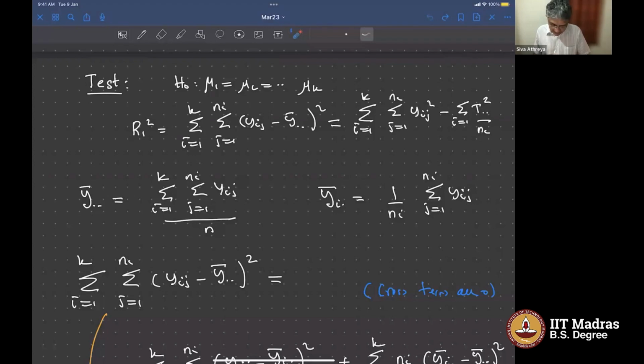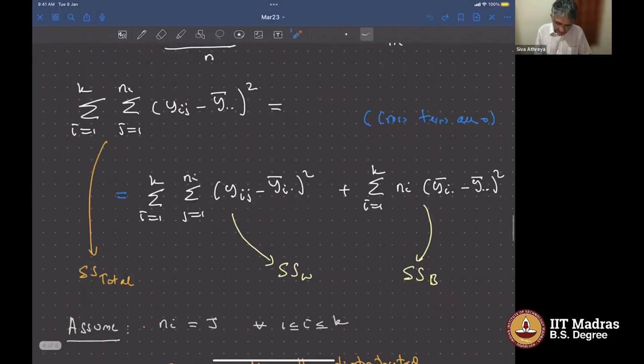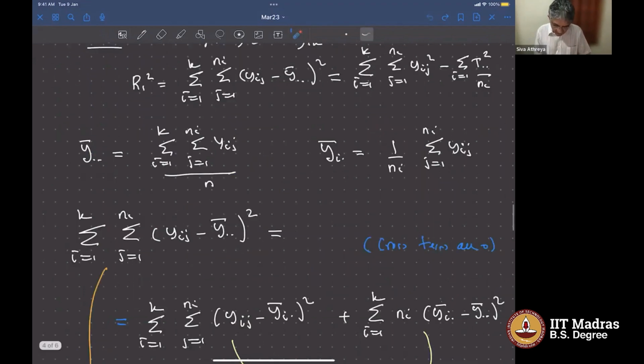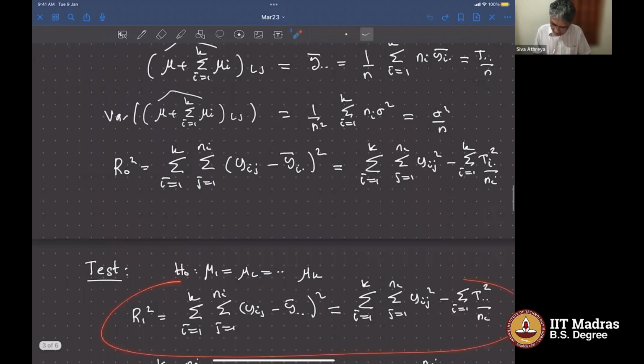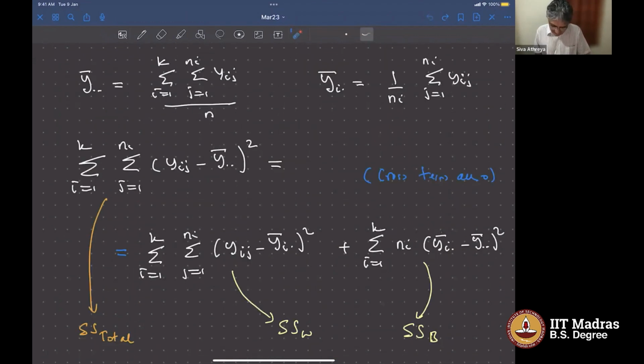Okay, so let me just come back to the general case. Here we assumed that each of them was the same and we did this whole thing. Just keep an eye on this R1 squared as well and R0 squared as well, how they turn out. They are similar things, right? For example, this one is exactly like R0 squared and so on. So just keep an eye on this.